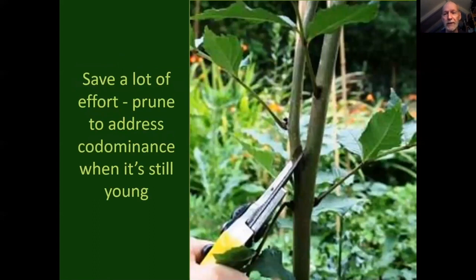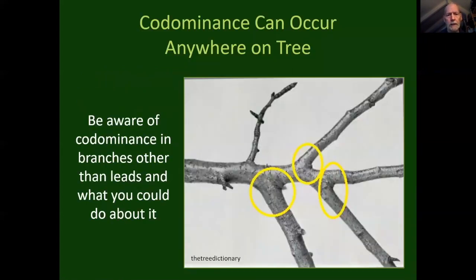But it's so much easier to do this when the tree is really little. Just a little snip, and you remove codominance here. You can see this one's over 50% of the size of this one. Snip, problem over. And you can have codominance anywhere on the tree, basically.